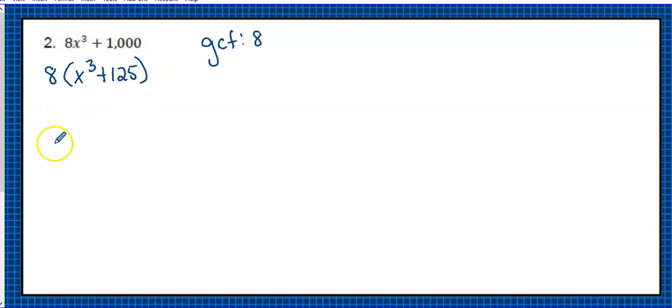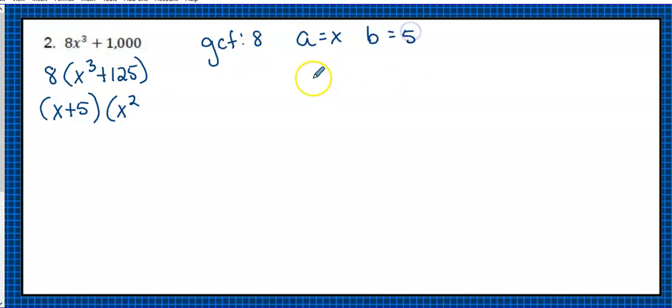So then we really don't need the 8 anymore, honestly, but we can use our sum of 2 cubes to write this as x plus 5. And then x squared, I'm sorry, I'm getting ahead of myself. a equals x and b equals 5 in this case. So this is for this binomial right here. So x squared minus 5x plus, and then 5 squared is 25 if we're using our formula. All right, so one of my roots is x equals -5. So that's one of my solutions.